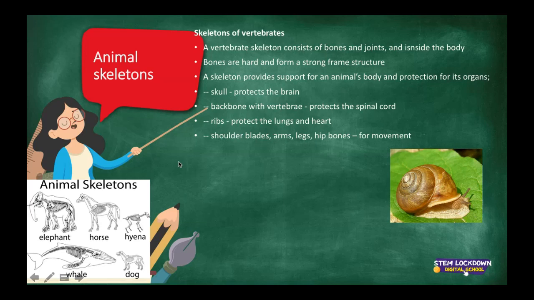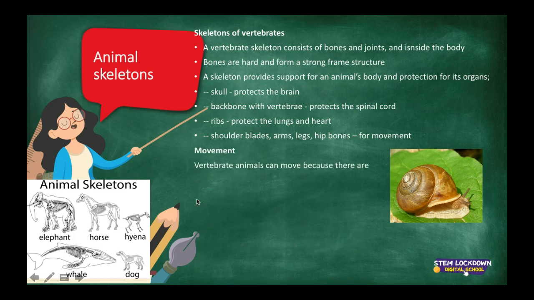Shoulder blades, arms, legs, hips, and bones for movement. These animals on the bottom of the screen have joints. They have, you can say, arms and legs. They have hip bones. Therefore, they can move.